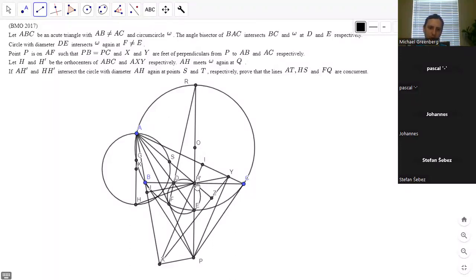Okay. So maybe first step is to show that PH prime passes through the midpoint of XY and XY passes through the midpoint of PH prime. That is the two things we need to prove. So let's do one of those.